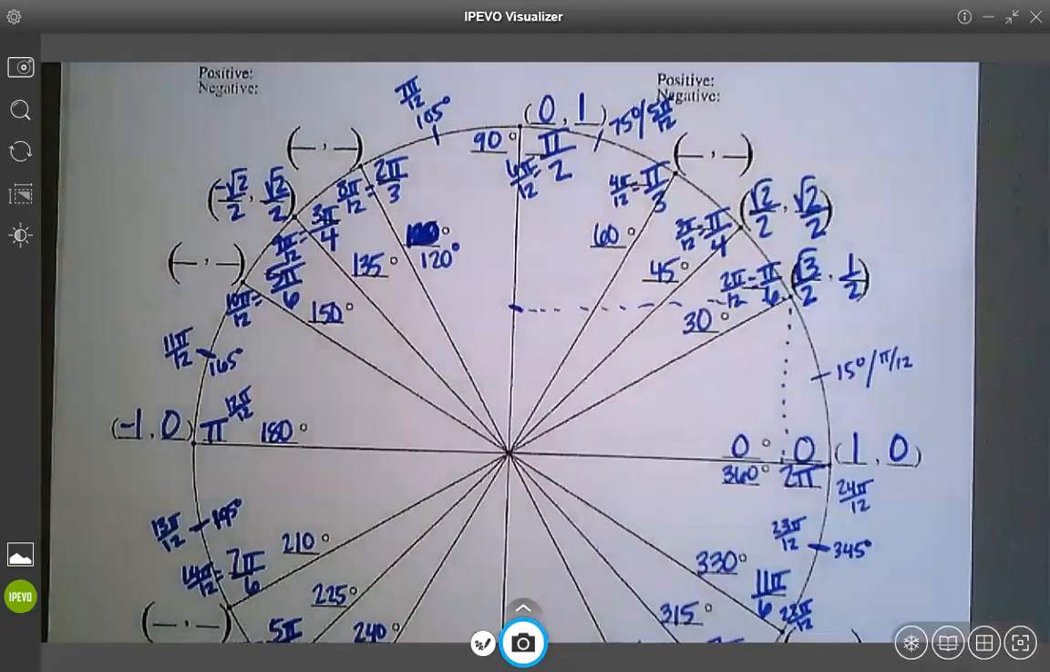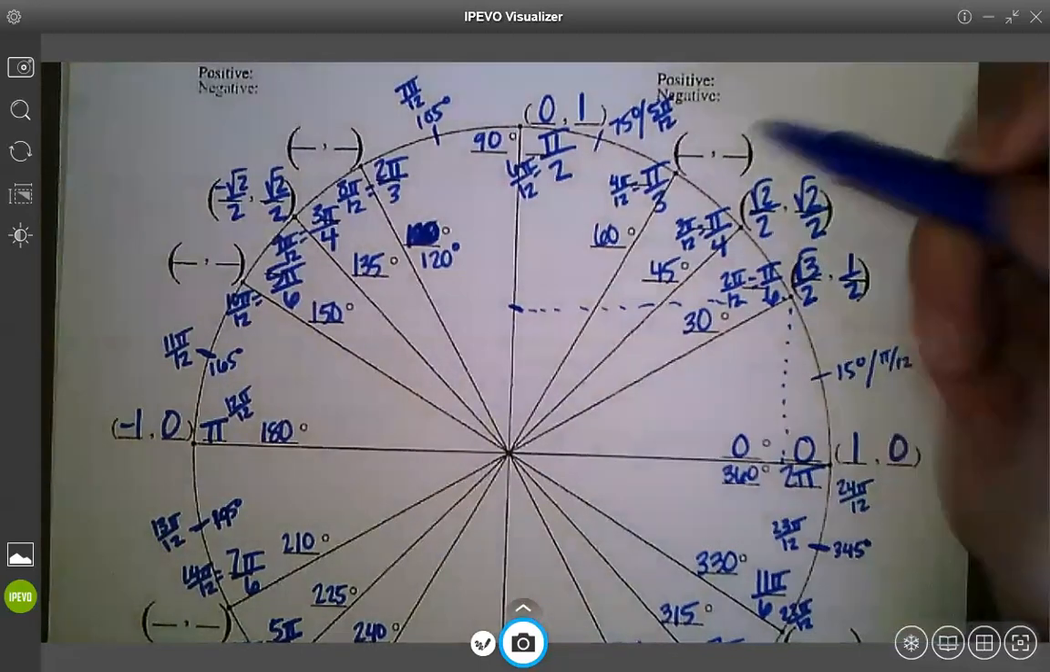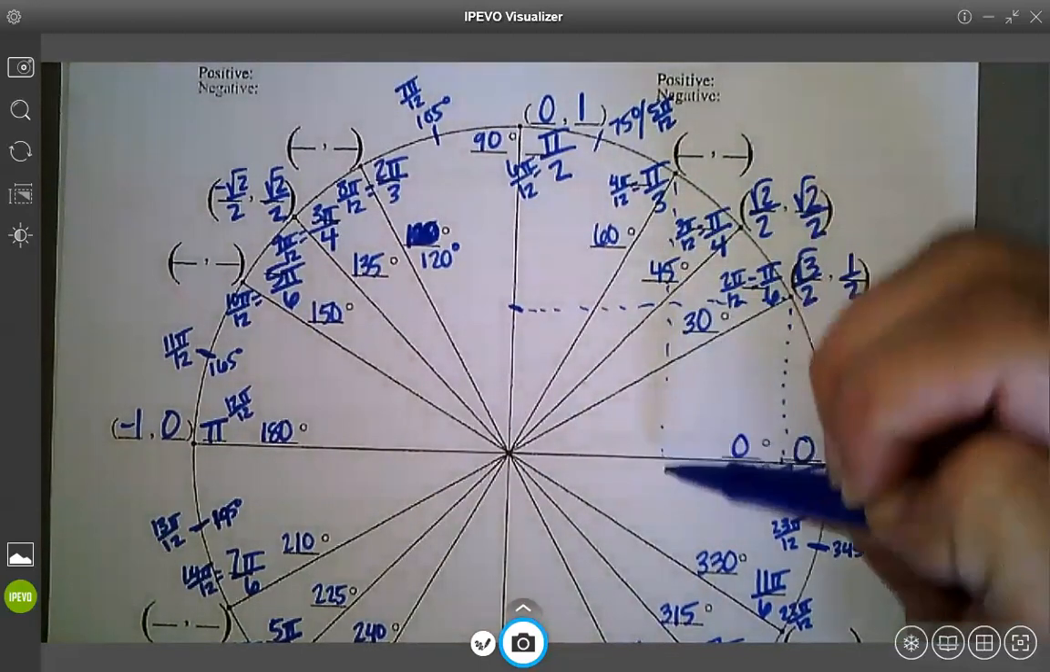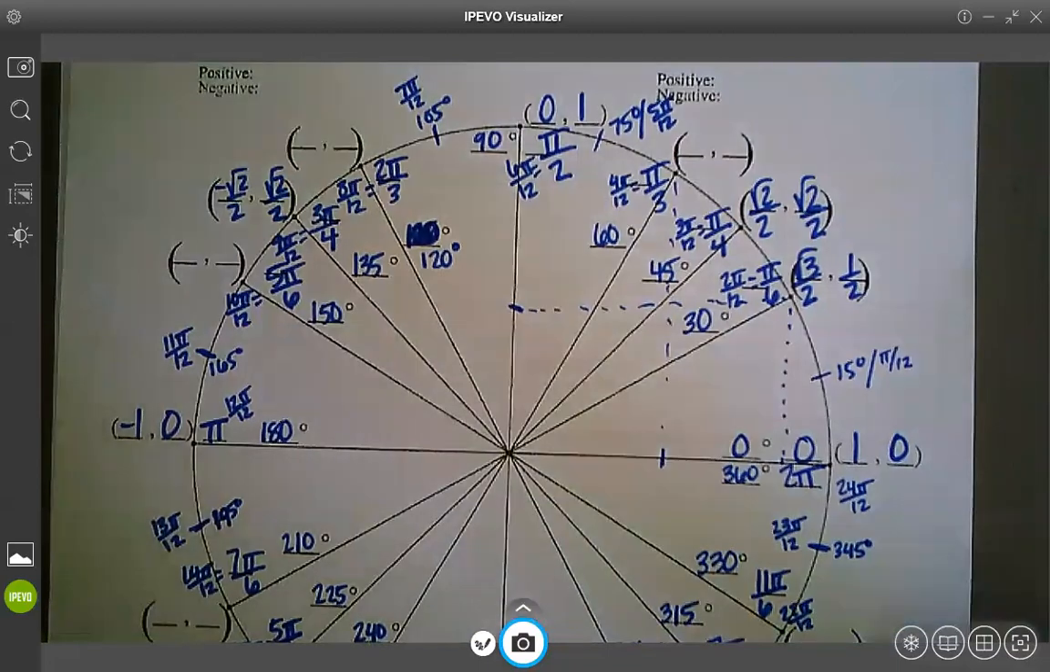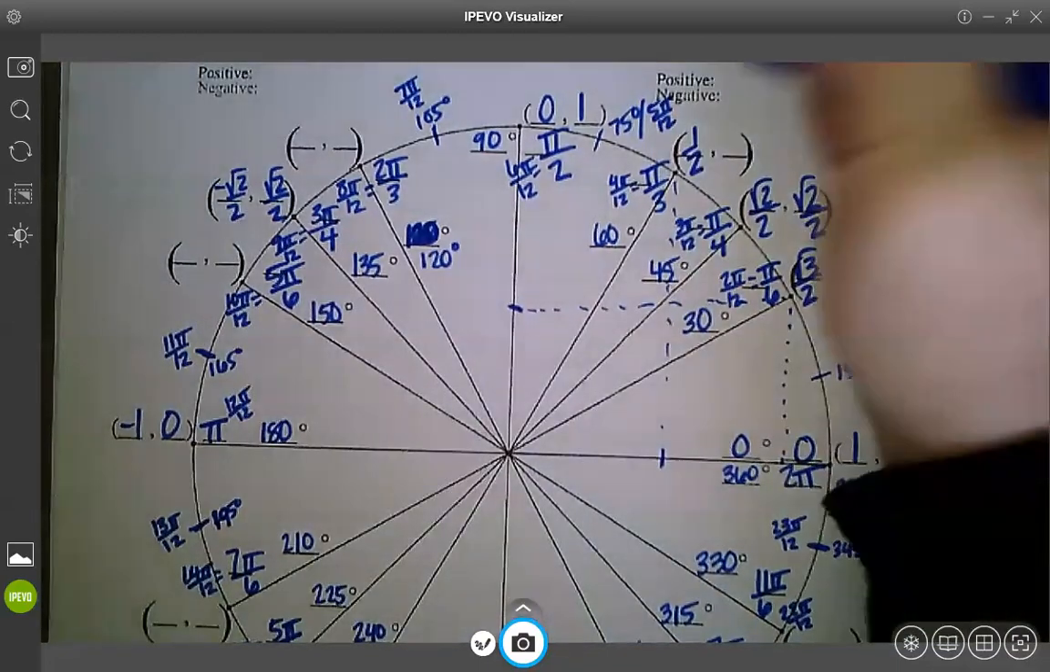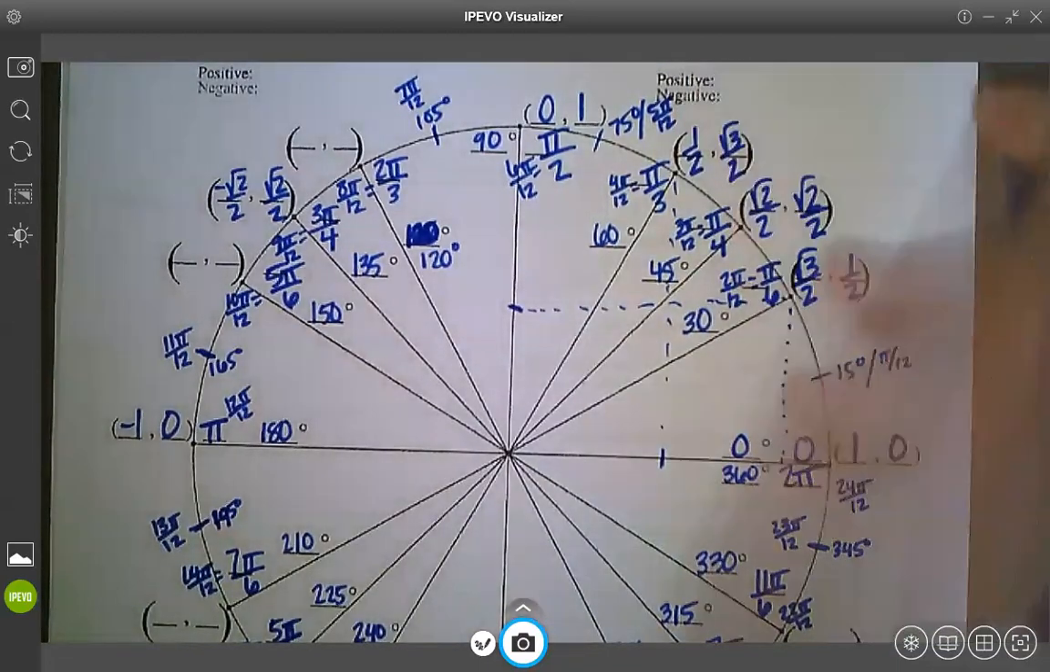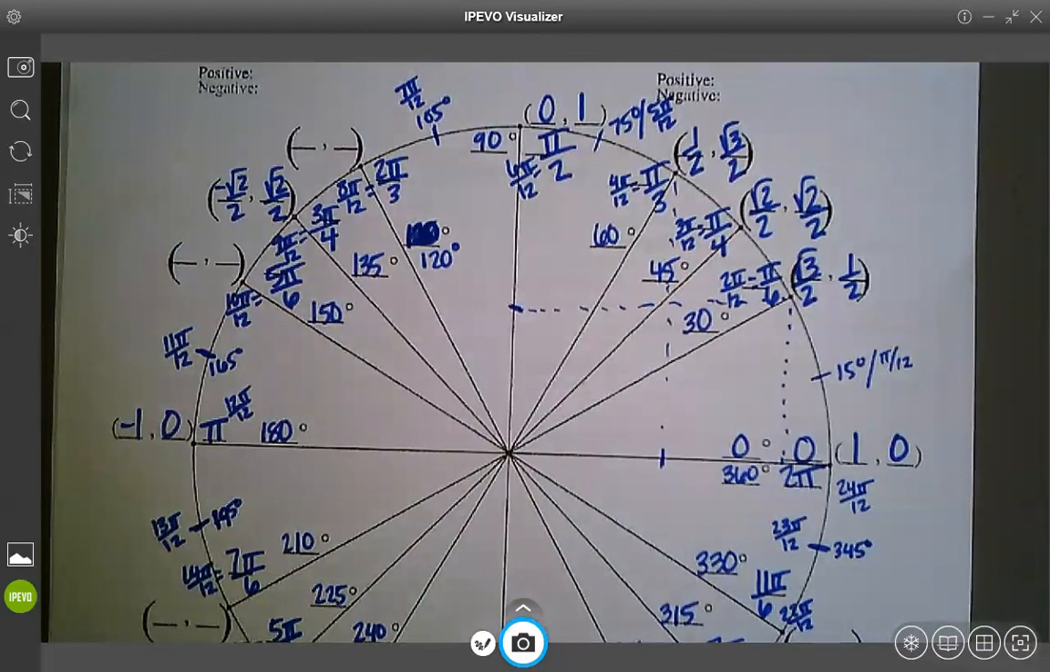The other one is going to be the flip-flop of that. If I bring down my value here, my x value is at 1/2 and my y value is √3 over 2. And now these I can just reflect along my x and y axes to find the other values, using what I know is positive where.